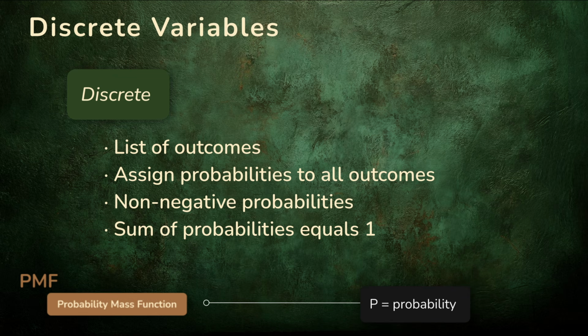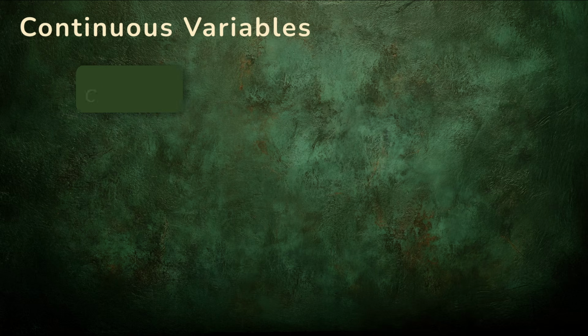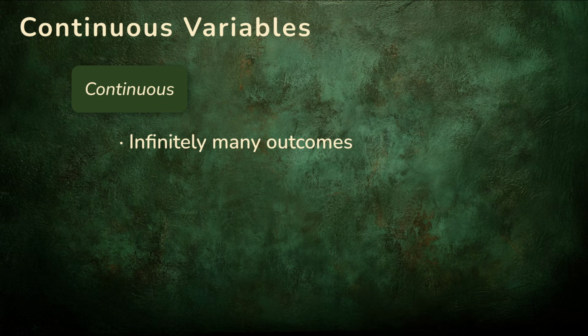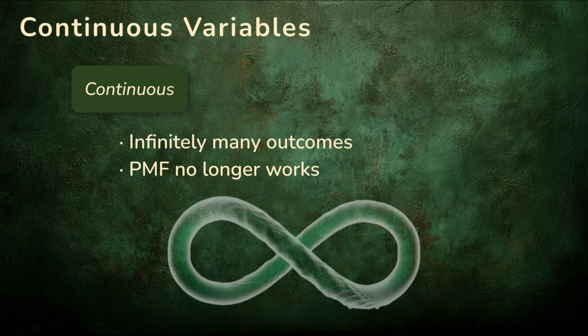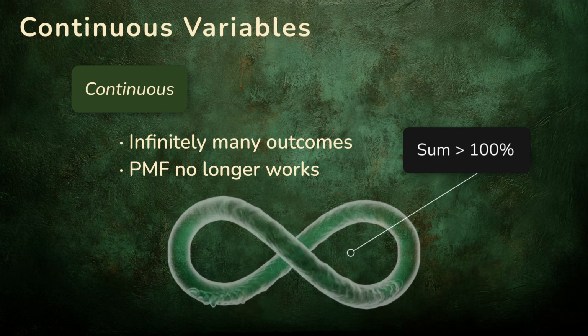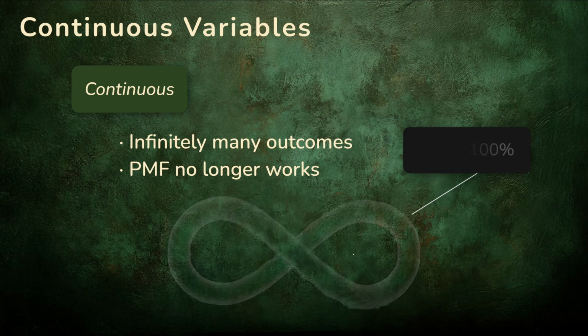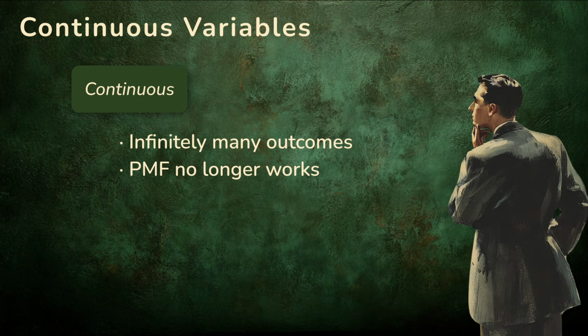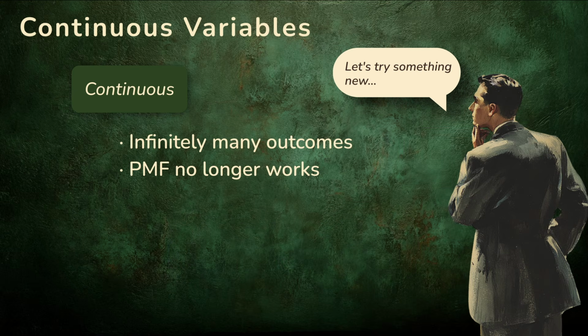P for probability. For a continuous random variable, there are infinitely many outcomes. There are so many outcomes that the idea of a probability mass function doesn't make sense anymore. If you try to assign positive probabilities to all of the infinitely many outcomes, then their sum would always be larger than 100%. This is why we need a new mathematical tool for measuring probabilities for continuous random variables.